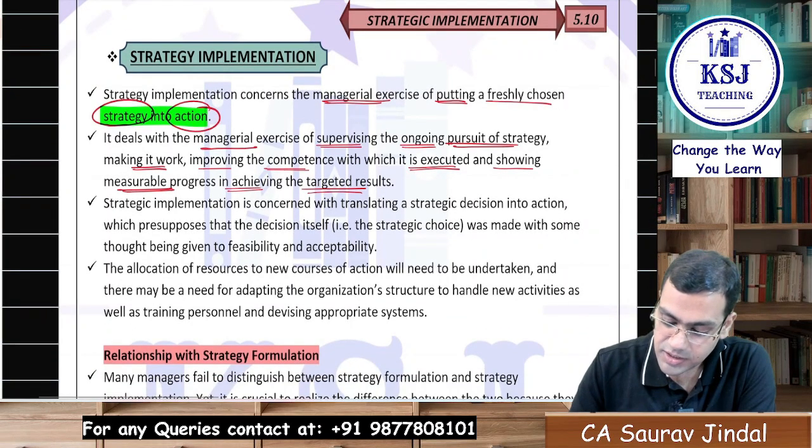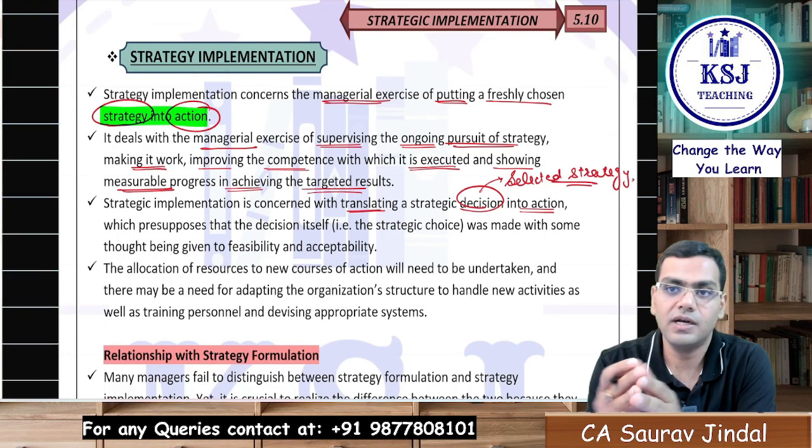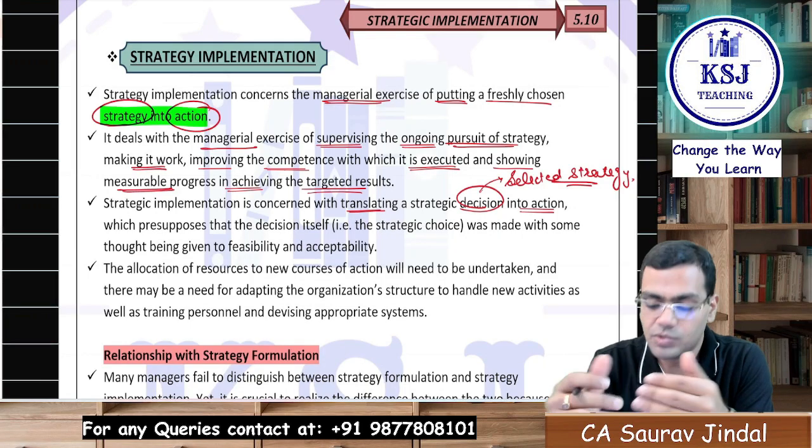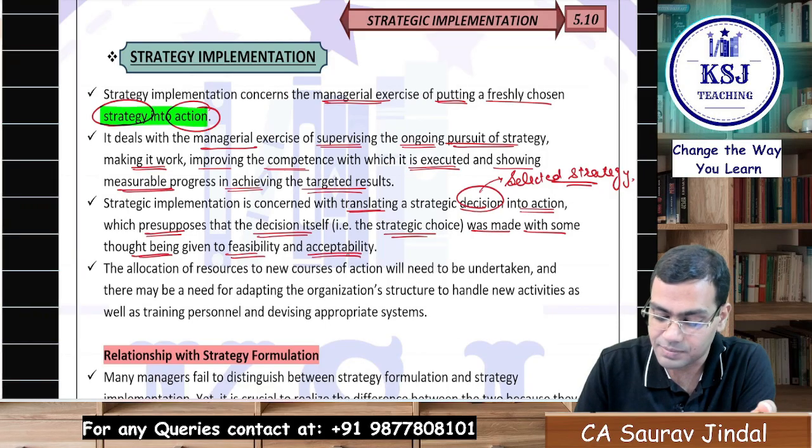Strategic implementation is concerned with translating a strategic decision into action. Strategic decision is related to what? This is selecting the strategy, the selected strategy, right? The decision regarding what strategy is to be implemented or what is to be done. Now it's time to put that into action, which presupposes that the decision itself, that is the strategic choice, was made with some thought being given to the feasibility and acceptability.